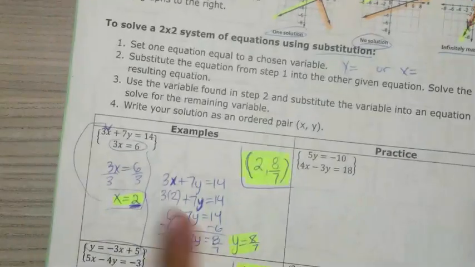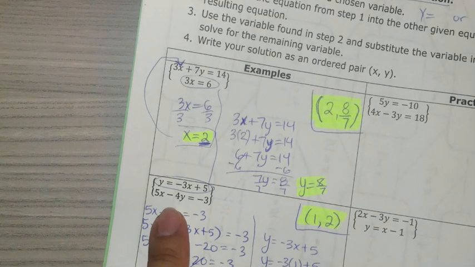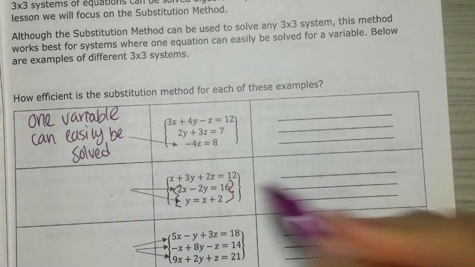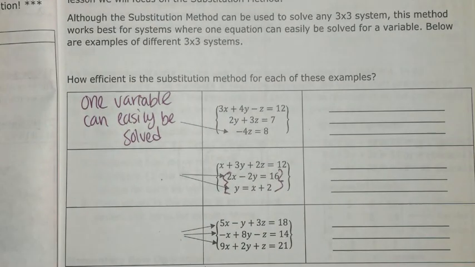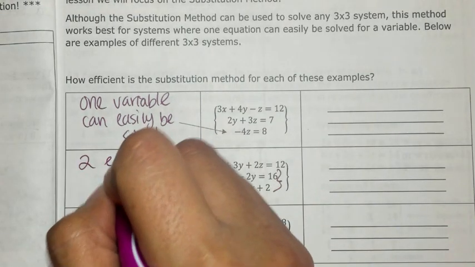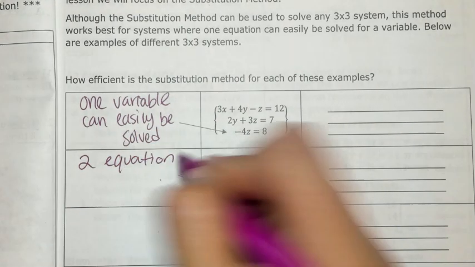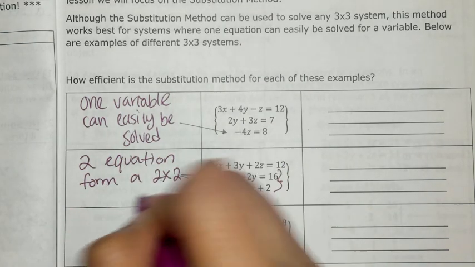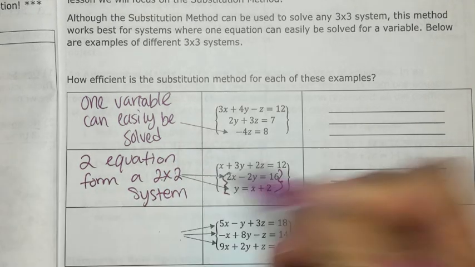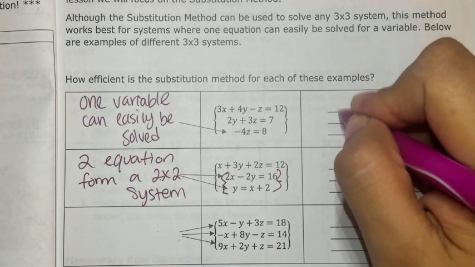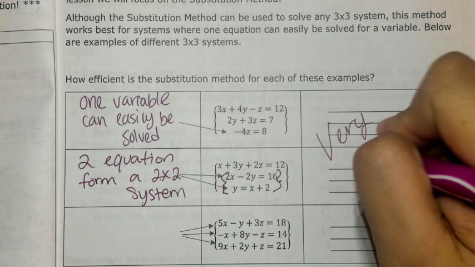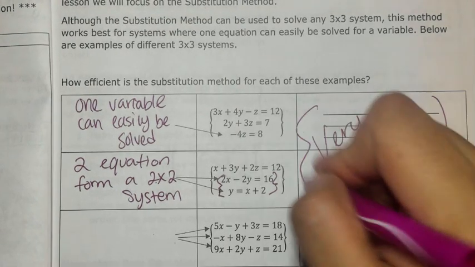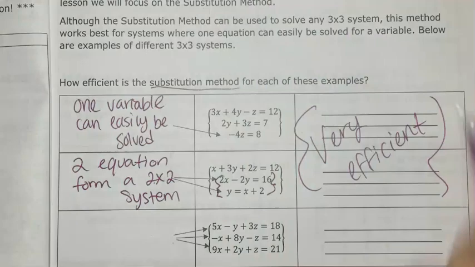So here's again the example of the equations we were doing in Algebra 1. And it's these two that create that system and could be solved applying that. So it's still another easy way to solve with substitution. Two equations form a 2x2 system. So these two examples are actually very efficient when it comes to deciding whether to solve using the substitution method or not.